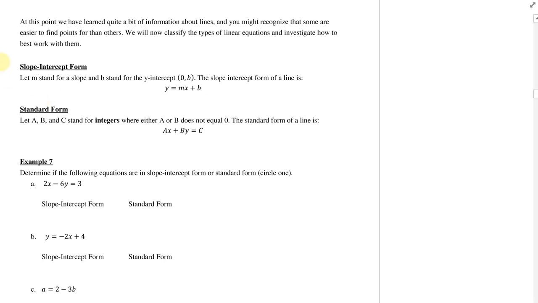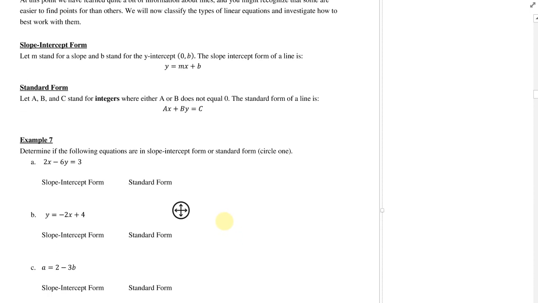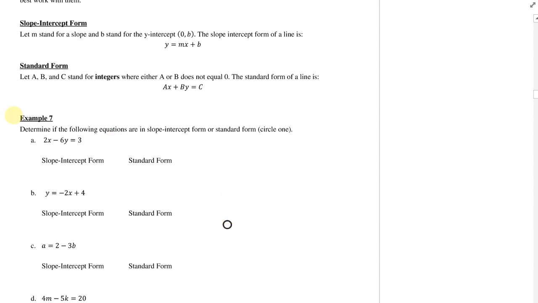So for now, there are two types of lines that we're going to think of. The first one is the slope-intercept form. So this is y equals mx plus b. So b stands for the y-intercept, and it's of this form (0, b), and then m stands for the slope. So this is one form of a line.